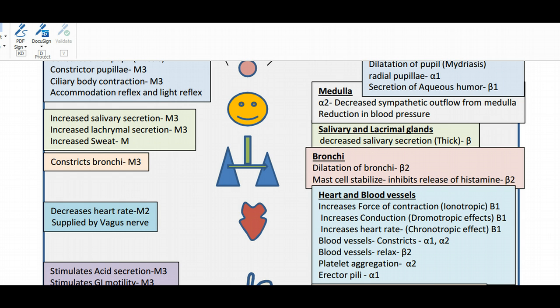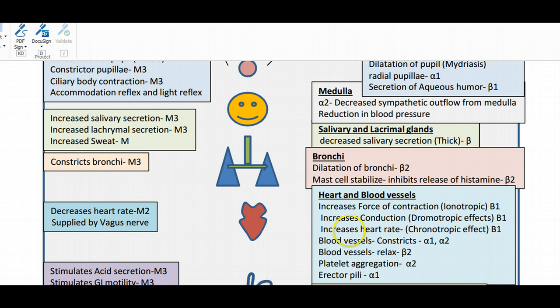Now there are three effects worth noting for the beta 1 receptor: increased force of contraction, called inotropic effect; increased conduction, called dromotropic effect; and increased heart rate, called chronotropic effect.